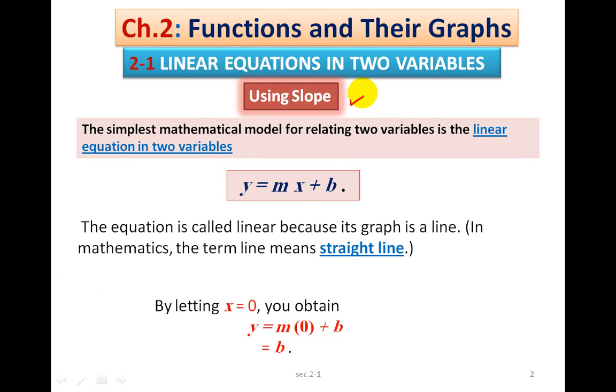So the simplest mathematical model for relating two variables is the linear equation in two variables, and here you have these two variables, which are y and x. So y equals what? mx plus b. This is linear because you don't have any power on the x. x is just a power of 1, and the two variables here are y and x. Actually, m and b will later be replaced by numbers. So the equation is called linear because its graph is a line. It's going to be a straight line.